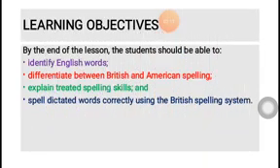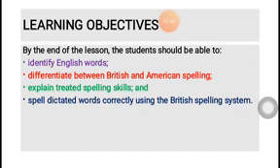We have 4 objectives. The first one is that by the end of this lesson, you, my listener, my viewers, are expected to identify English words. You'll be able to say, oh, this is British spelling, this one is American spelling. You should be able to differentiate between British and American spellings, and identify which is British and which is American.